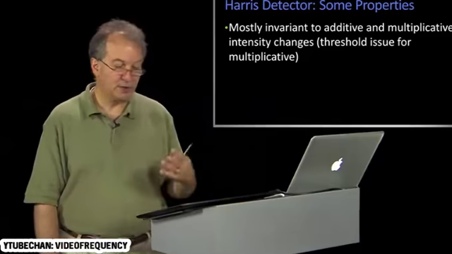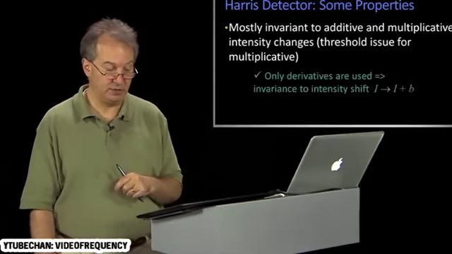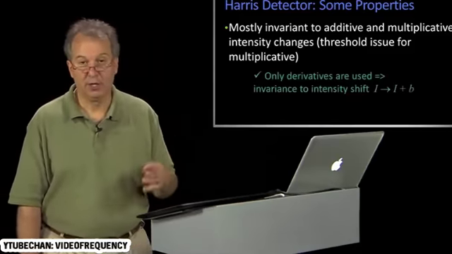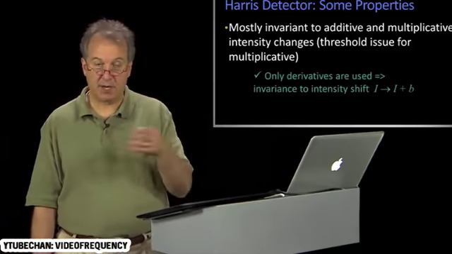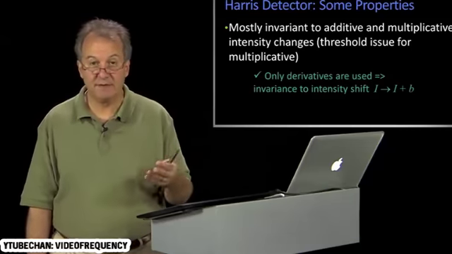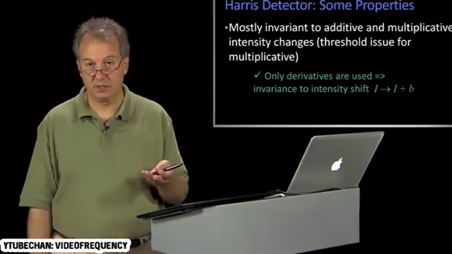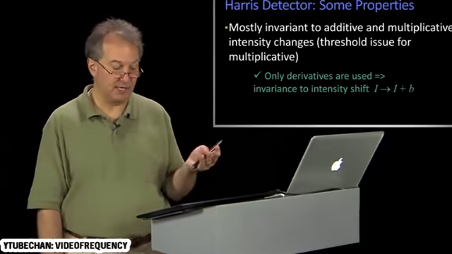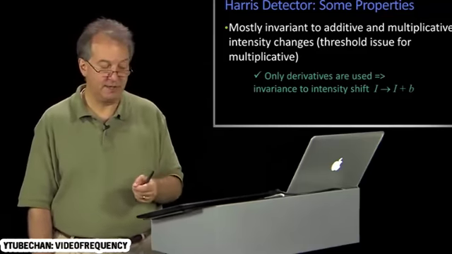What about changes to intensity? Right? I change the intensity somehow. What happens to my corner detection? Well, it turns out that it's mostly invariant to additive and multiplicative intensity changes. So as it says here, look, the moment matrix is just made up of Ixs and Iys and the products of them. Well, Ix is the derivative in x, Iy the derivative in y. If I add a constant to my image, nothing changes. My derivatives are the same. So it's totally invariant to changes in intensity shift.